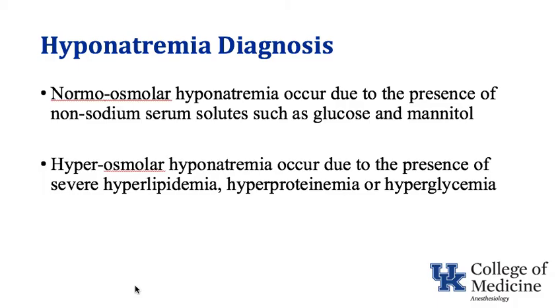Normosmolar hyponatremia typically occurs due to the presence of non-sodium serum solutes, such as either glucose or mannitol. And hyperosmolar hyponatremia typically occurs due to the presence of either hyperlipidemia, hyperproteinemia, or hyperglycemia.